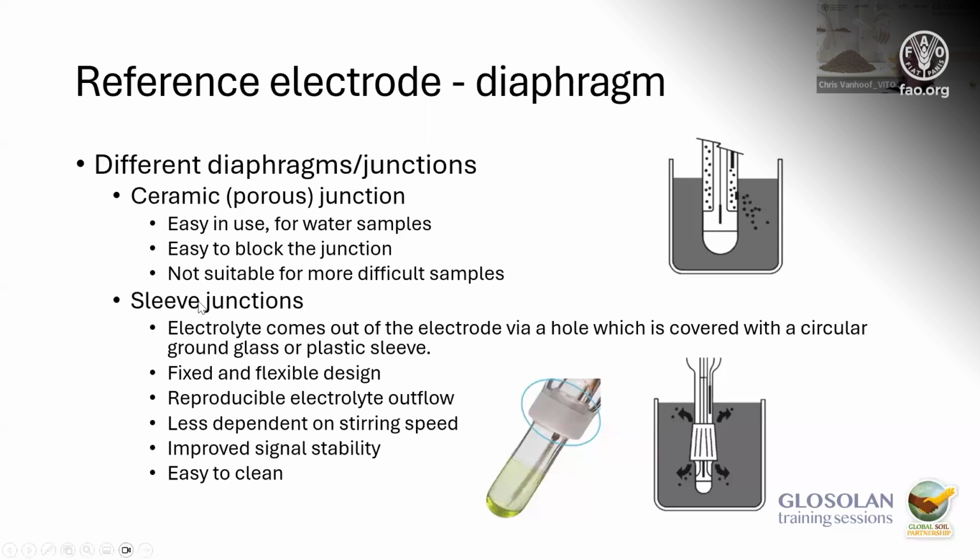What is often applied is the sleeve junction, where the electrolyte comes out via a hole, which is then covered by a circular ground glass or a plastic sleeve, as shown in this picture. Also in this picture, you can see the release of the ions by different methods. It's commonly applied because it's a fixed and flexible design. Also, we have noticed that it gives a reproducible electrolyte outflow, it's not so easily blocked by particles, and you also get a more stable signal.